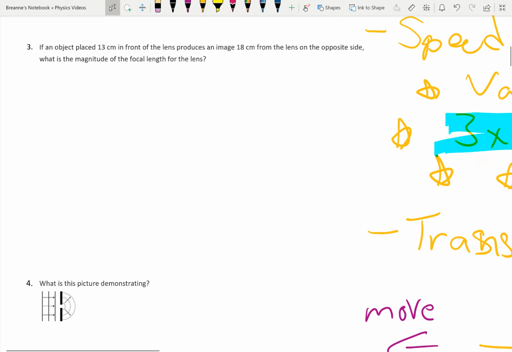Now, number 3. If an object is placed 13 centimeters in front of the lens, which is producing an image 18 centimeters from the lens on the opposite side, what is the magnitude of the focal length for the lens? So we're going to draw it out here. When in doubt, draw it out.